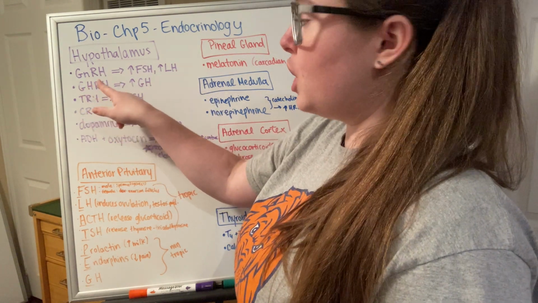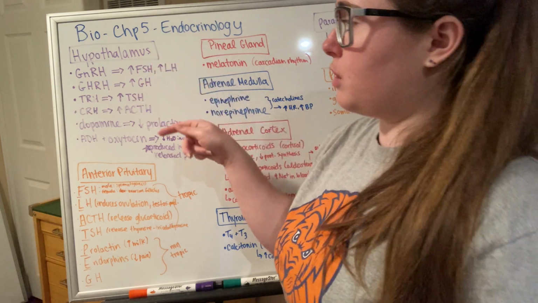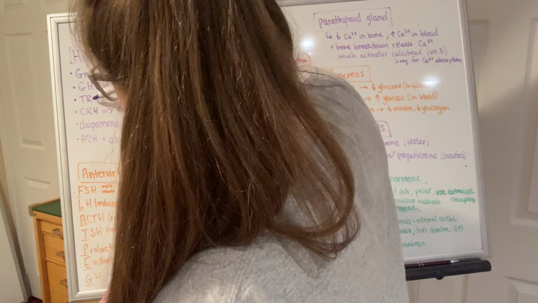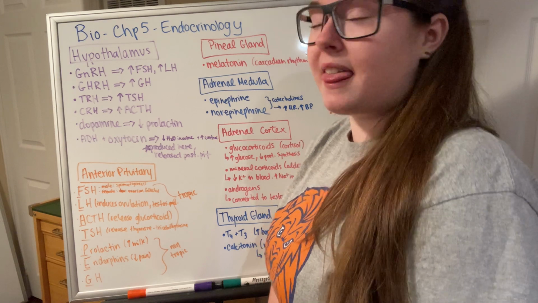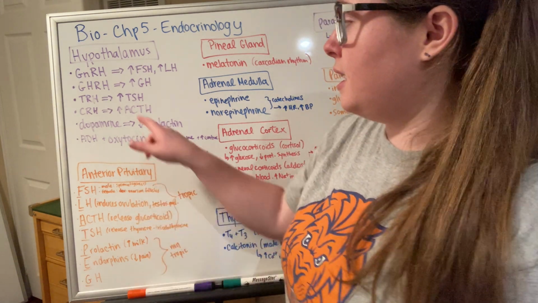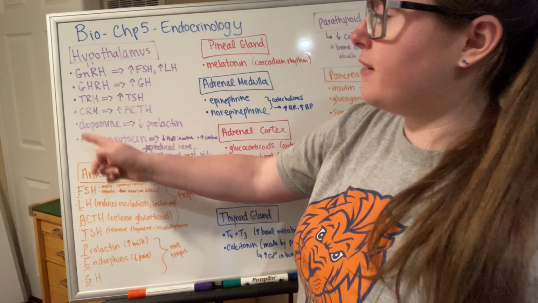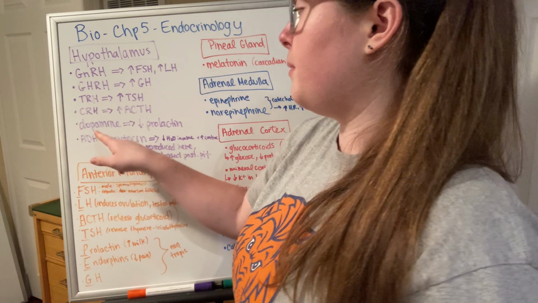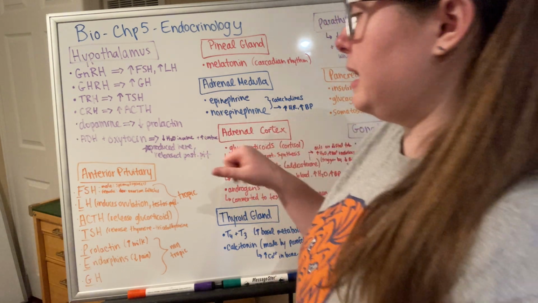We have GHRH, growth hormone releasing hormone, which causes an increase in growth hormone being released. We have TRH, which increases the thyroid stimulating hormone that is produced. Okay, TRH causes an increase in TSH, which again we'll talk about down here. Then we have CRH, which causes an increase in ACTH. We have dopamine, which causes a decrease in prolactin. Okay, decrease in prolactin, this is an important thing to know.